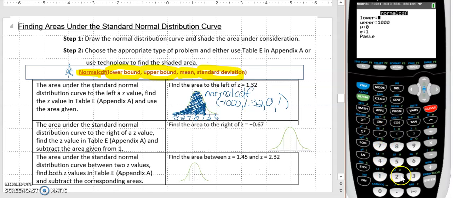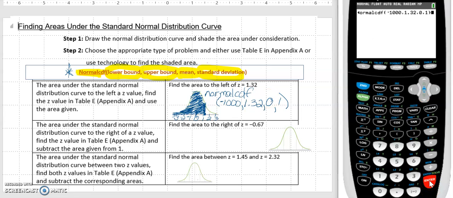So we're going to type in our numbers here, negative 1,000 for our low bound, and our upper bound is 1.32, and our mean is 0, and that's already there, and our standard deviation is 1. So now at this screen, all of our screens should be looking the same. Normal CDF, negative 1,000, 1.32, 0, and 1 separated by commas.